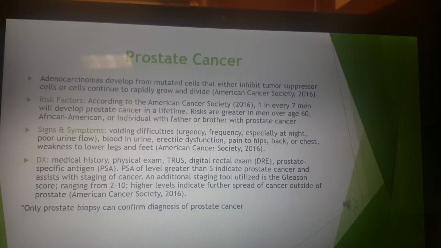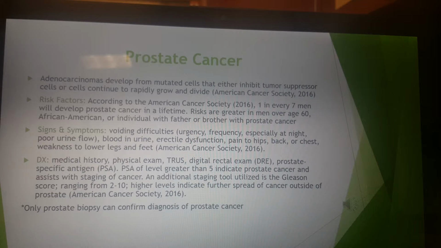Prostate cancer. This is typically caused from adenocarcinomas that develop from mutated cells that either inhibit tumor suppressor cells or cause cells to continue to rapidly grow and divide. Risk factors of cancer typically include men greater than age 60, African American, or individuals with fathers or brothers with prostate cancer. Signs and symptoms include voiding difficulties such as urgency and frequency, blood in urine, erectile dysfunction, pain to hips, back, or chest, and weakness to lower legs and feet.